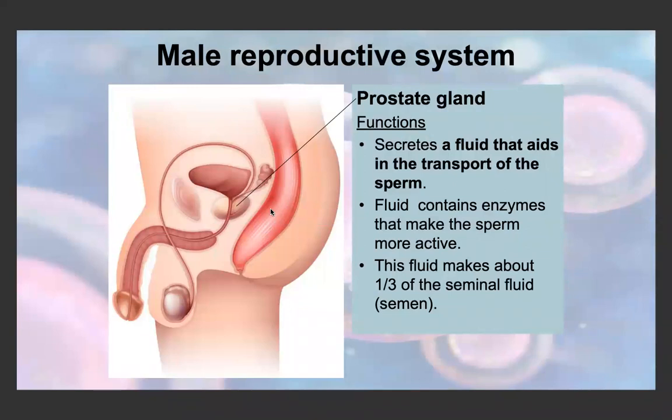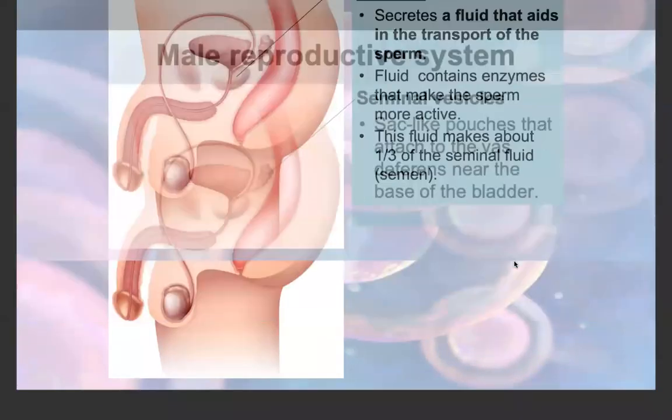The function of the prostate gland. The prostate gland secretes a fluid that aids in the transportation of sperm. So it allows the sperm to be transported more efficiently. This fluid contains enzymes that make the sperm more active, so they give the sperm energy and allow them to be more mobile. And it makes up about 1/3 of seminal fluid. We know that semen, which we'll talk about later, is sperm as well as seminal fluid.